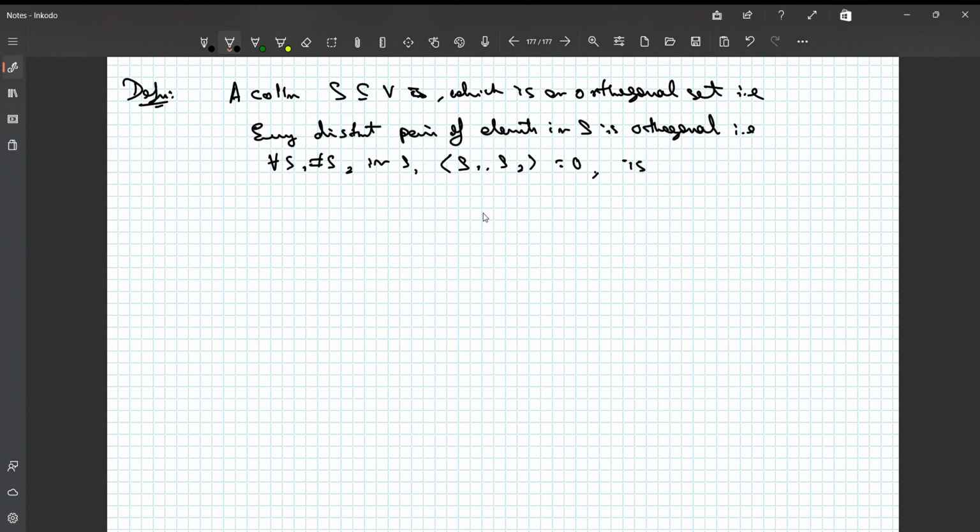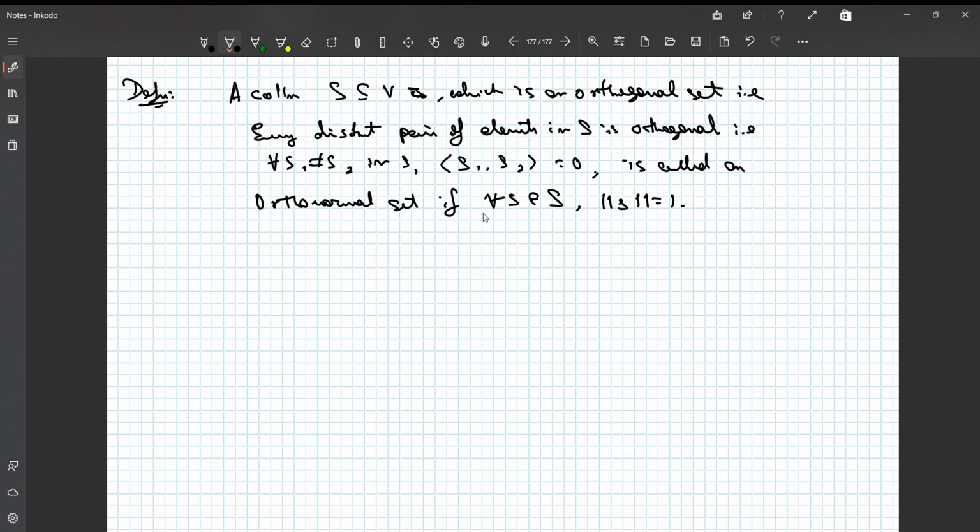So a collection S in V, which is an orthogonal set, is called an orthonormal set if for all s in capital S its norm is 1. That is, a collection of mutually orthogonal vectors such that the norm of each vector is 1 is what we call an orthonormal set.